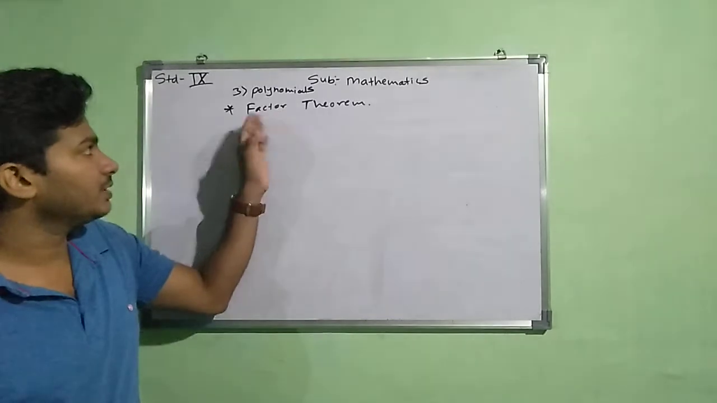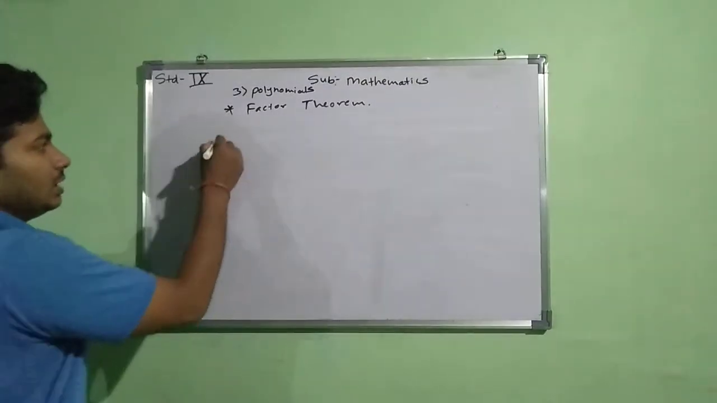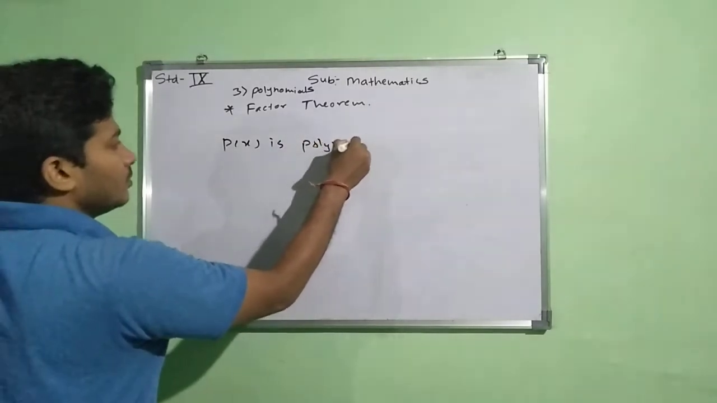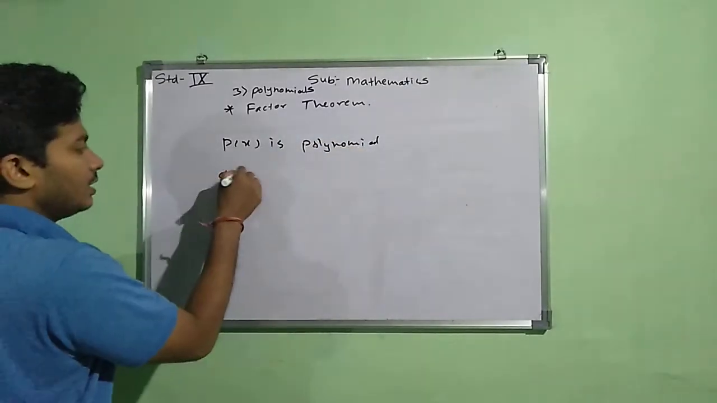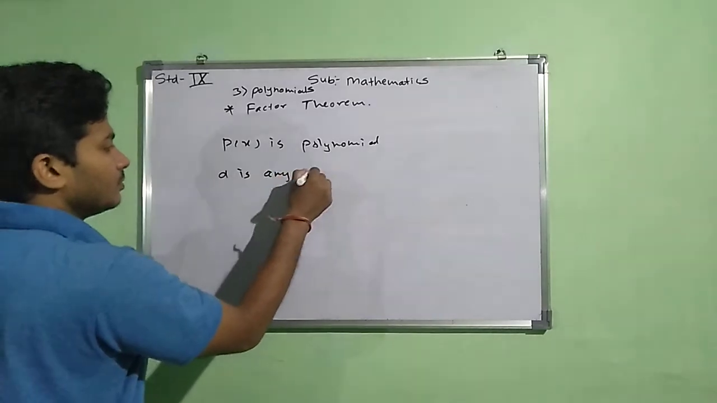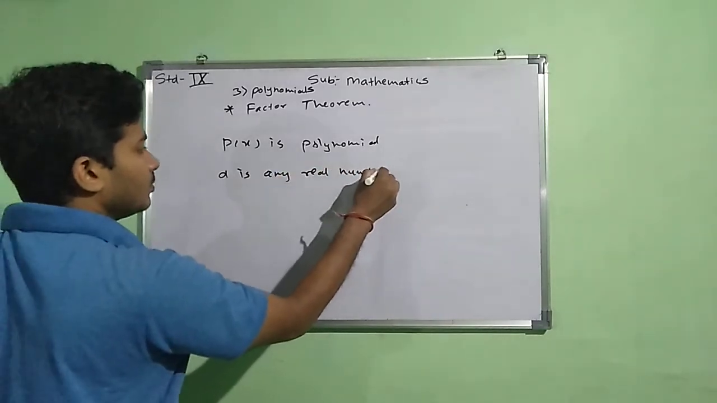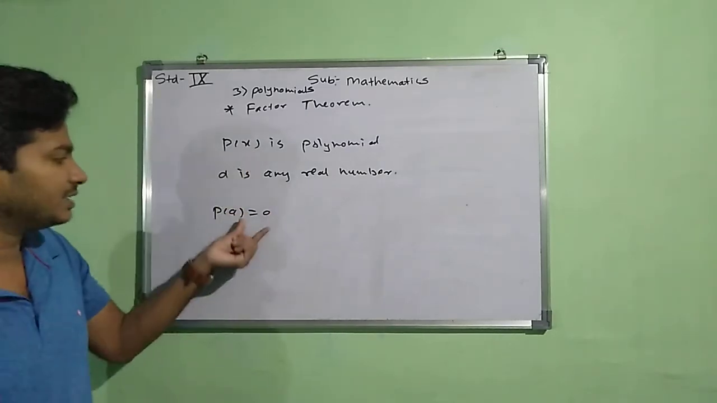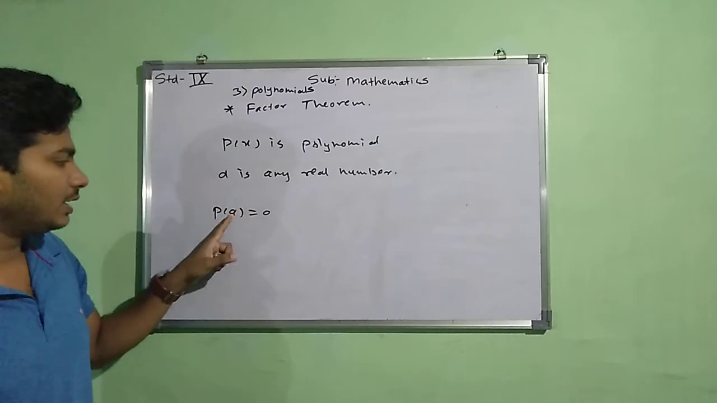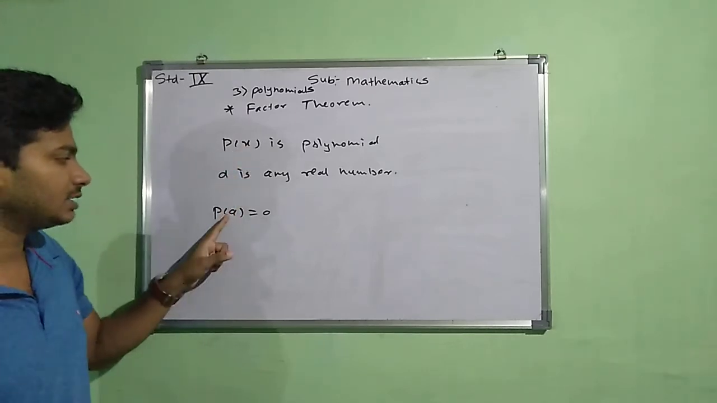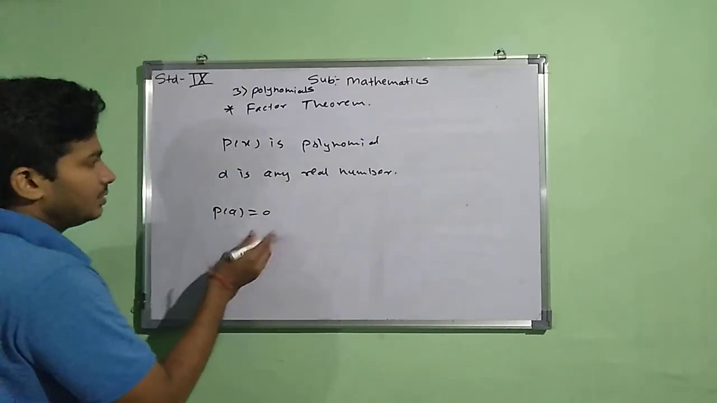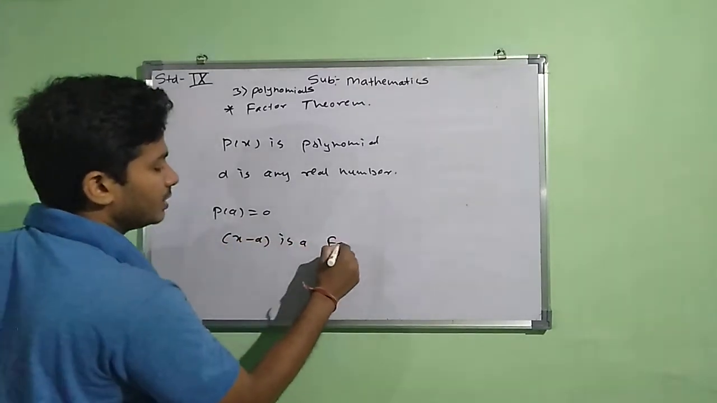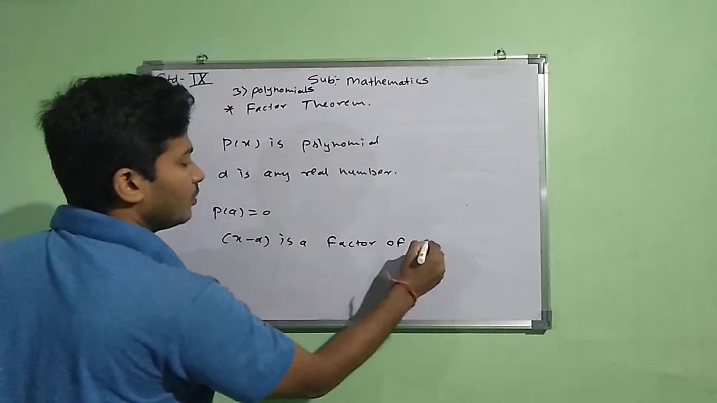So this is our next topic, factor theorem. Now that theorem is, if p of x is our given polynomial and a is any real number, then if you substitute p of a, and we get the value of the polynomial as 0, that means after substituting the value of x as a, then x minus a is a factor of the given polynomial.